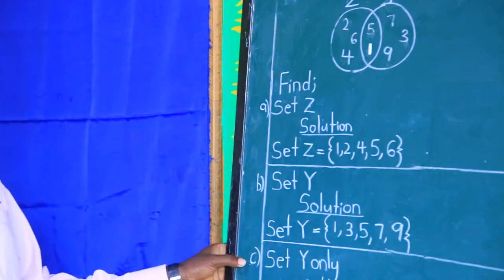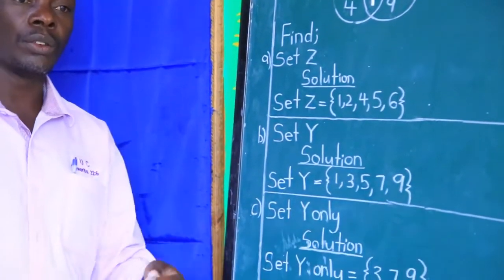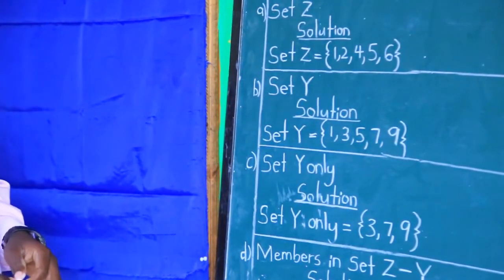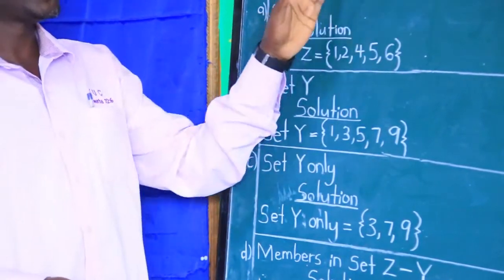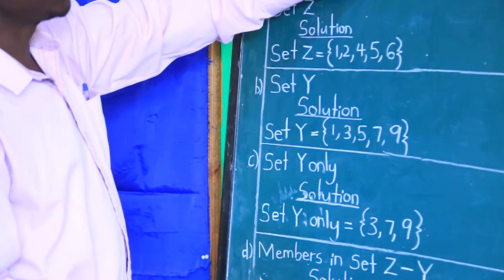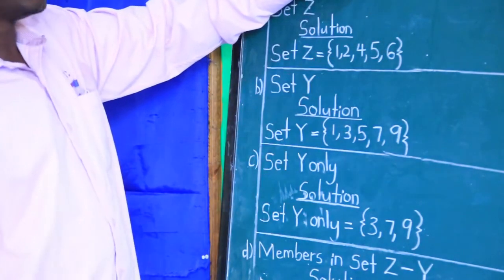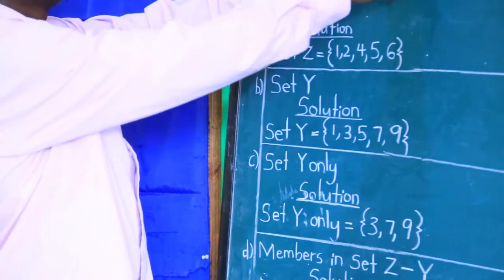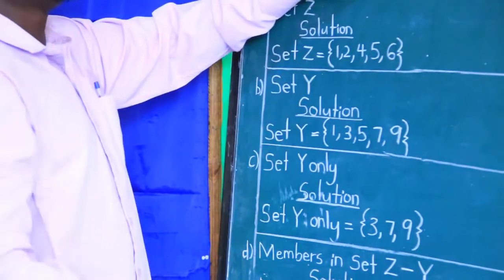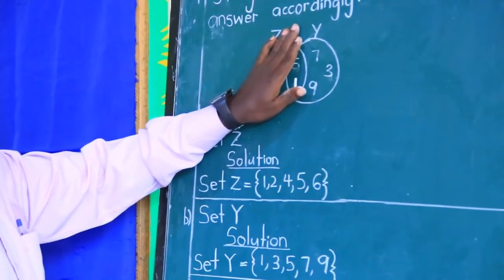Before you look at part C, that tells you to find members of set Y only. Set Y only is, on the other hand, termed as set Y take away Z. So when we take away the whole Z, remaining members are 7, 3, 9. You can as well write them in order, that is 3, 7, 9. So this sector is the one termed as Y only. All Y take away Z.